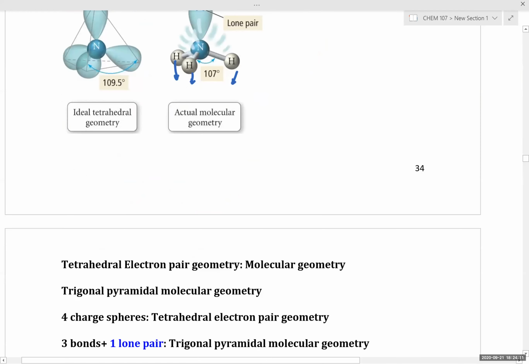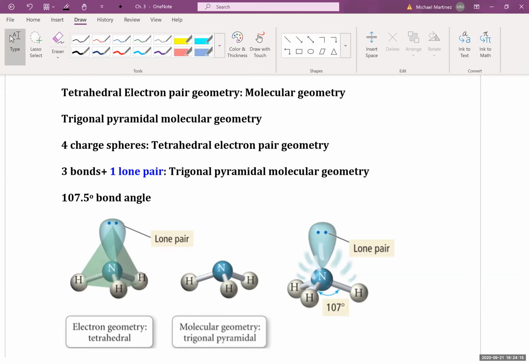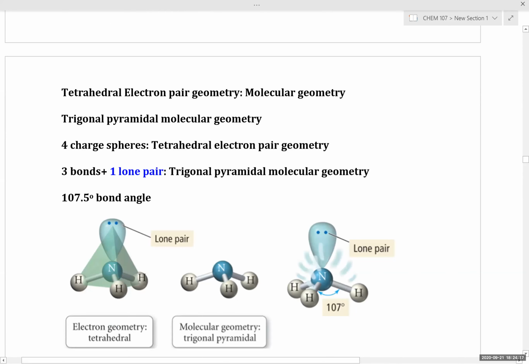So what we're now going to do is delve into the molecular geometries that you are responsible for. So let's start. I like to group things in an umbrella method. So you start with your electron pair geometry, and then based on the number of lone pairs, you sort your geometry into your molecular geometry.